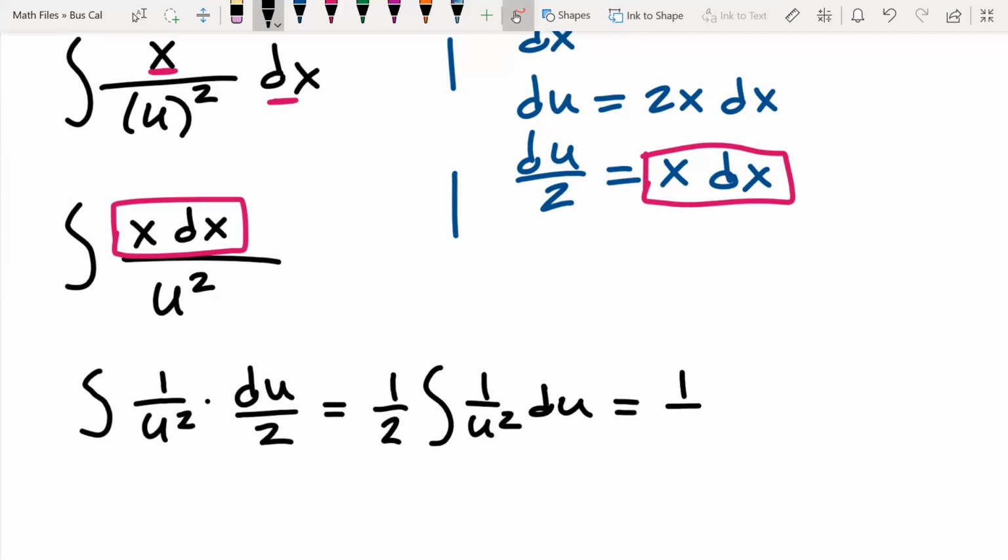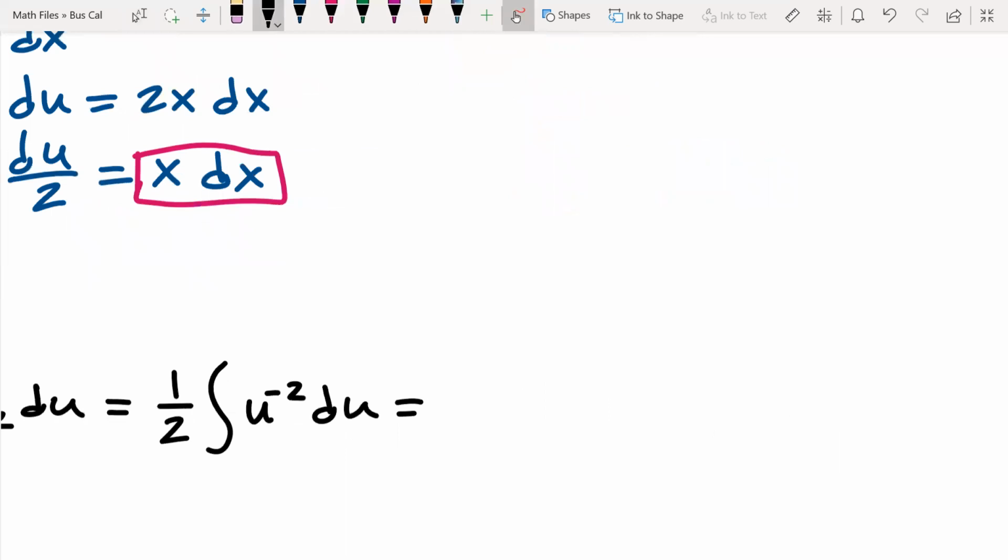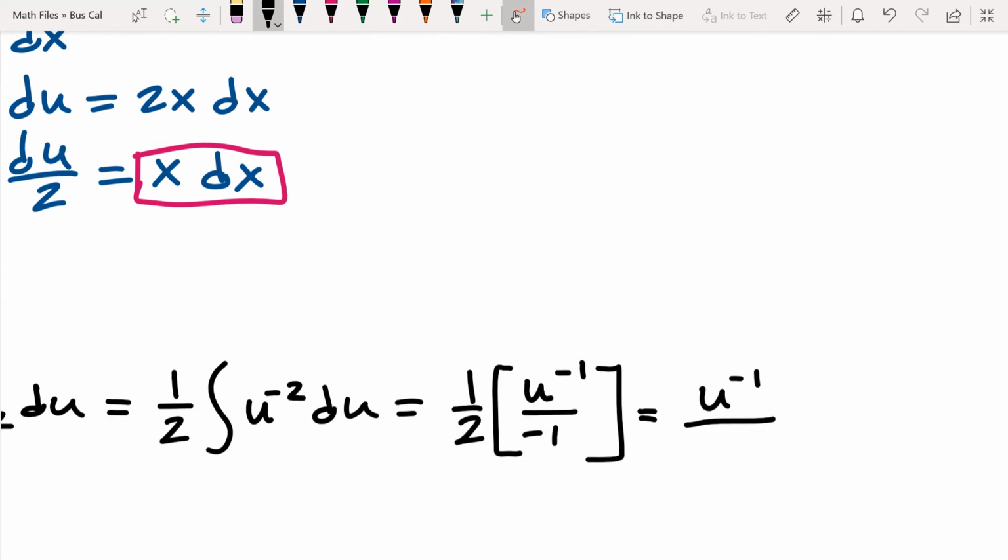Rewrite the integral one more time: 1/2 times the integral of u to the -2 du. And then we get to use our favorite power rule on this. This will become 1/2 times u to the -1 over -1. Multiply straight across, and I'll get u to the -1 over -2 plus c.